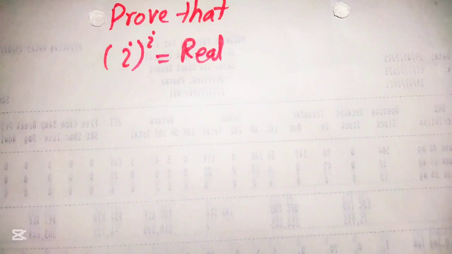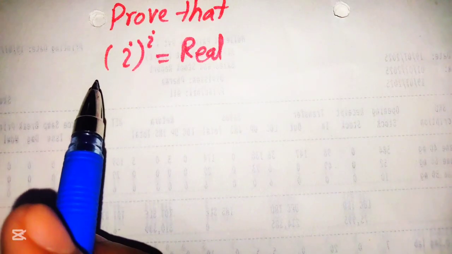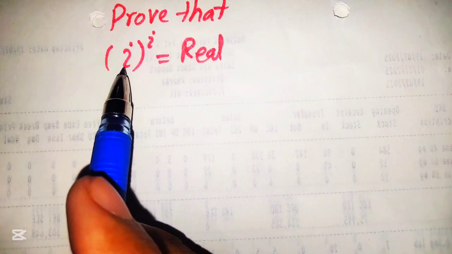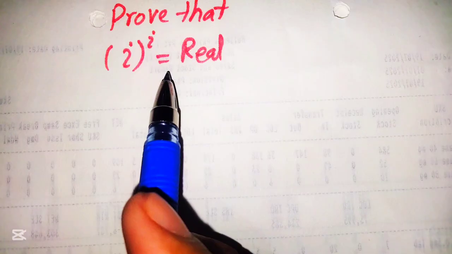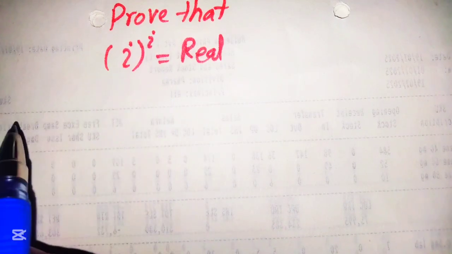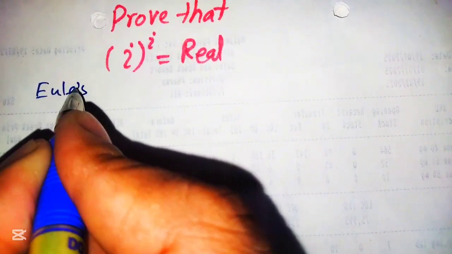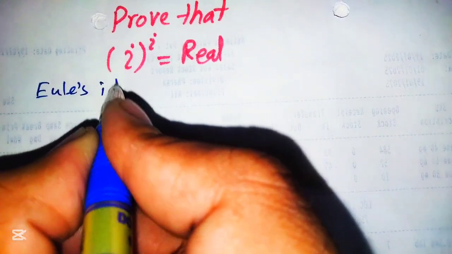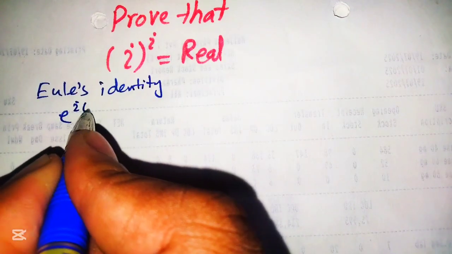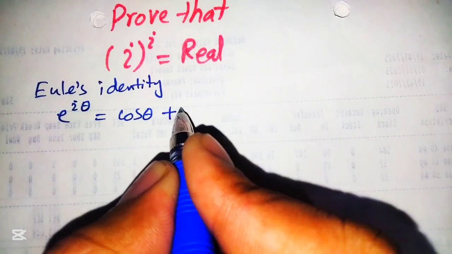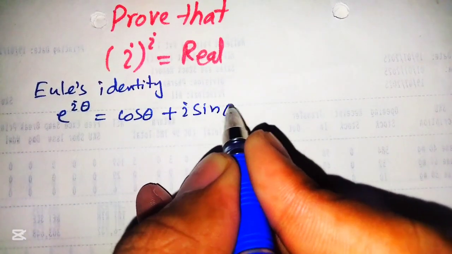Today we are going to solve a very interesting complex equation, which is iota raised to power iota, and we have to prove that this is a real number. For this we will use Euler's formula, which is given as e raised to power iota theta is equal to cos of theta plus iota sine of theta.